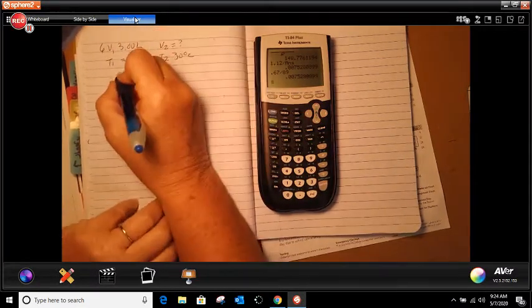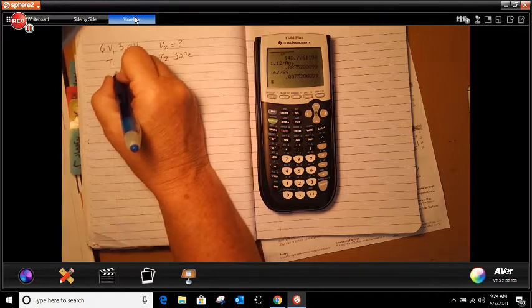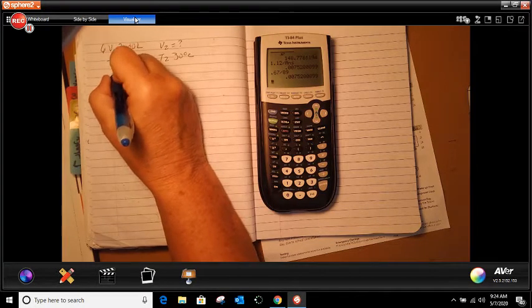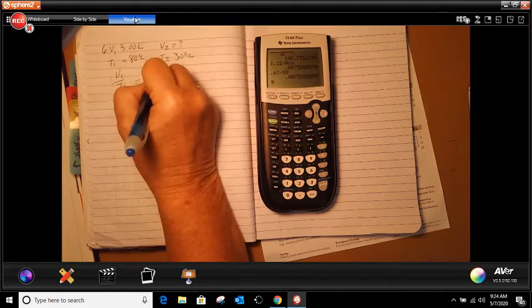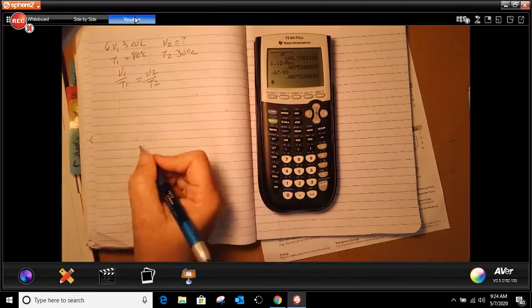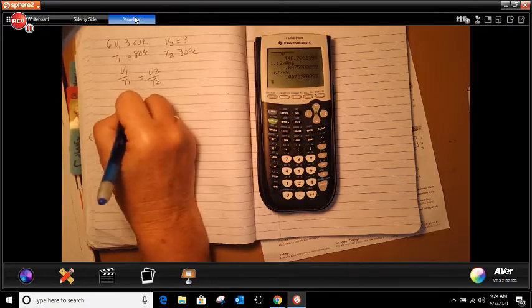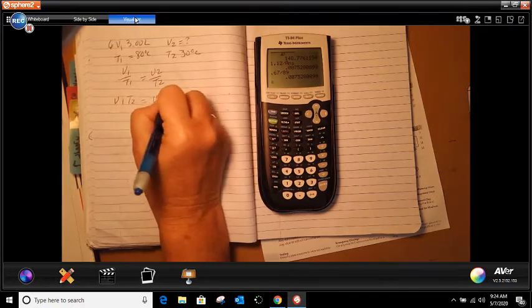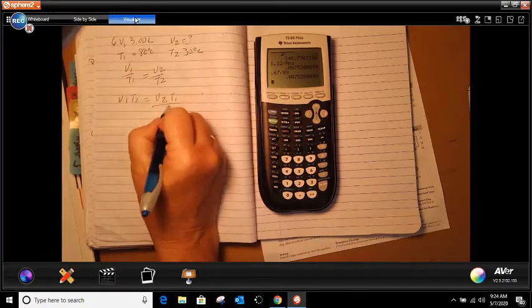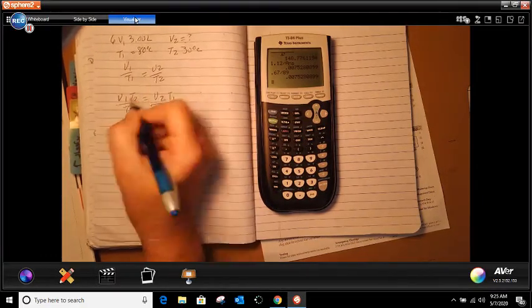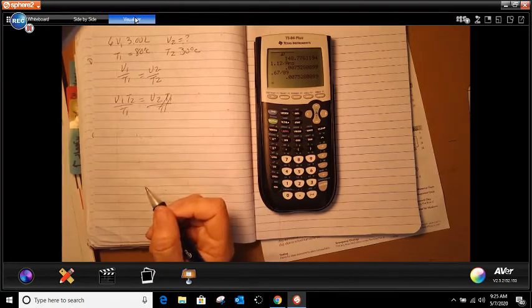So the next thing I'm going to do is write what my equation is. V1 over T1 equals V2 over T2. Next I'm going to crisscross. V1 T2 equals V2 T1. I am looking for V2, so I'm going to divide both sides by T1. All right, and now I'm going to plug in my numbers.